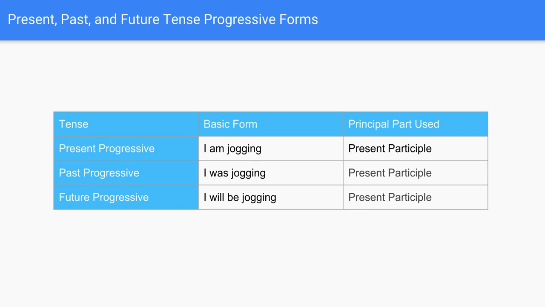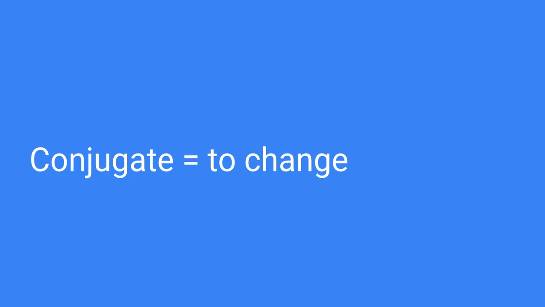How you tell present, past, and future apart depends on the helping verb setup. Am is a present tense helping verb, so we know we've got present progressive. Was is a past tense helping verb, so we've got the past progressive. And will plus be, which is the base form of the verb be, are that future construction that we talked about previously, and that obviously makes it future tense.